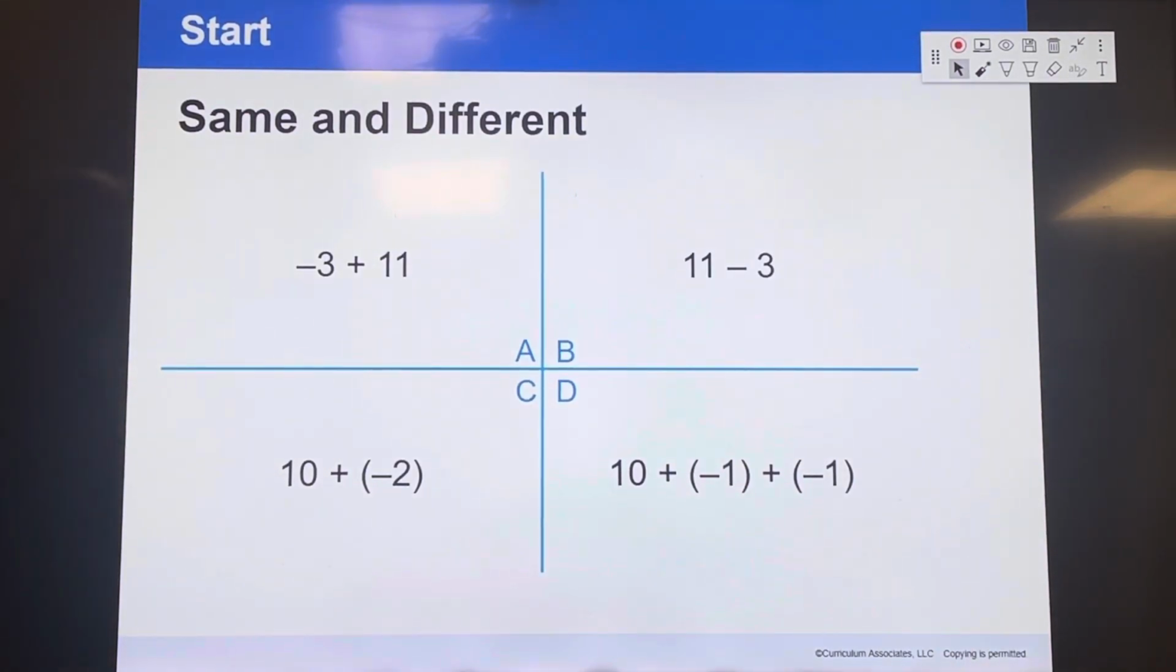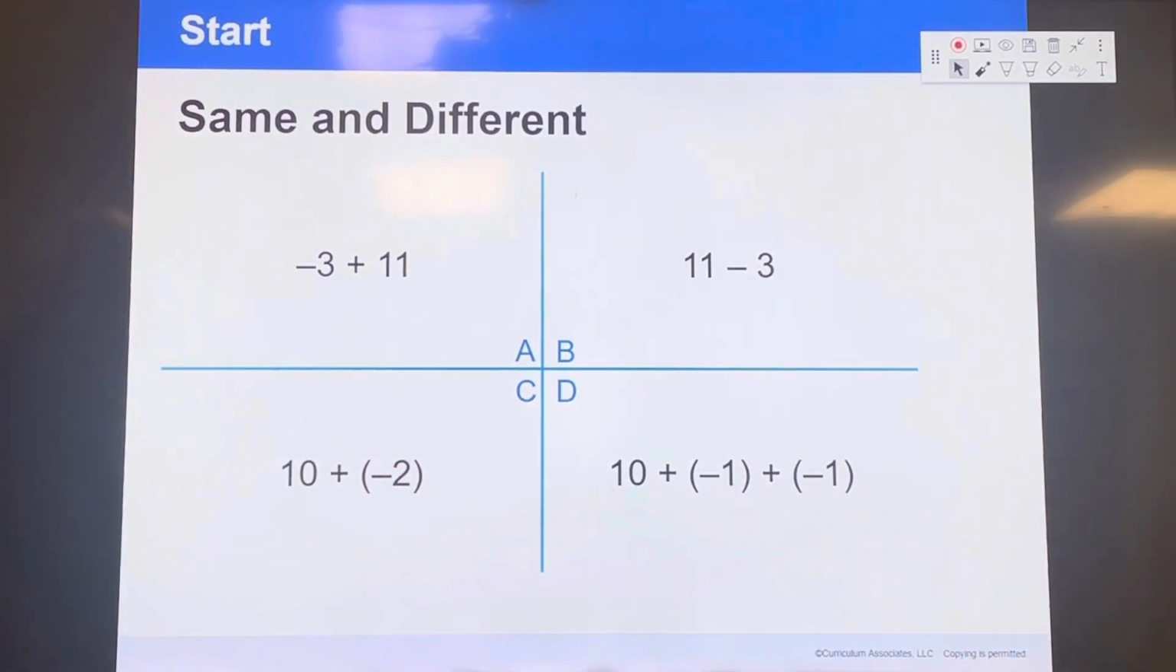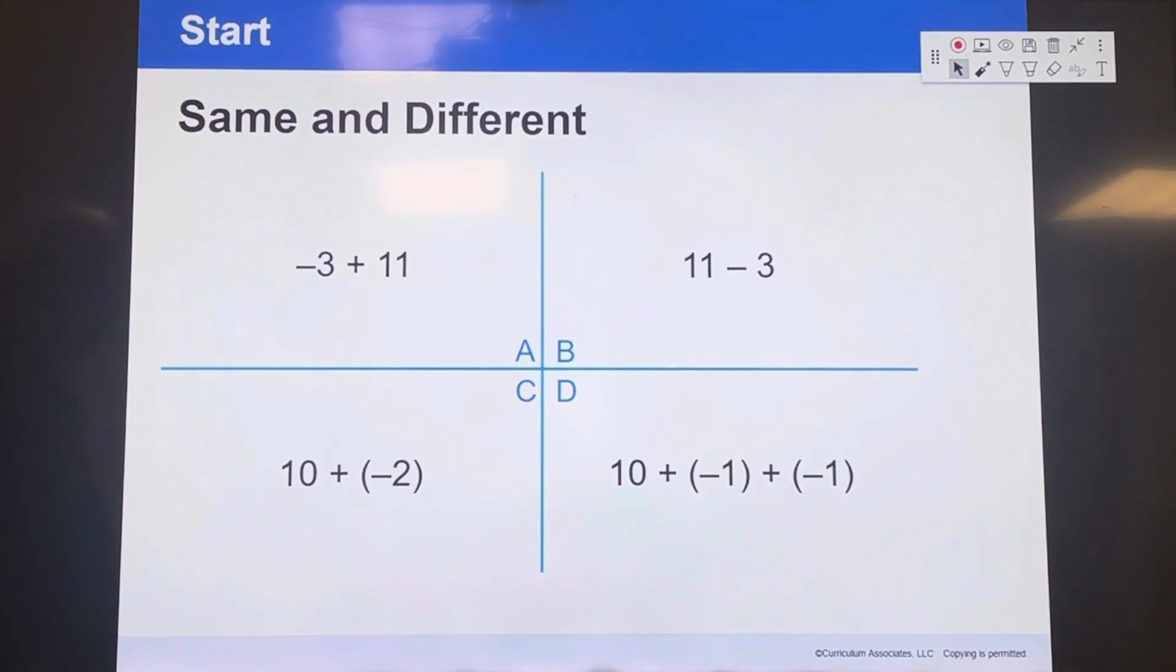All right, we'll start with same or different. I want you to take a look at these and see what you come up with. I'll ask the teacher to pause the video to give you some time to think about it, and when you come back, we'll discuss the answers. The things that are different: A is the only one that starts with a negative number, right? And D is the only one that has more than two terms.